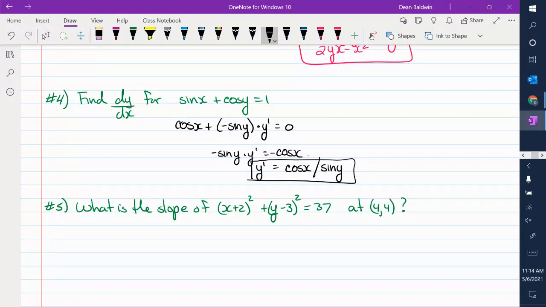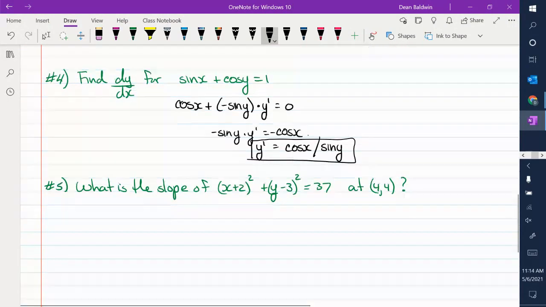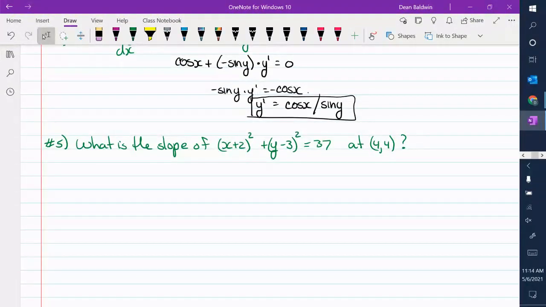Okay? Now, the other type of question I will ask you is if I give you an equation where you have to use implicit, I could ask for the equation of the tangent line or the slope at a certain point. First step is to do the derivative. So what is the slope of this? So we have to find dy dx.